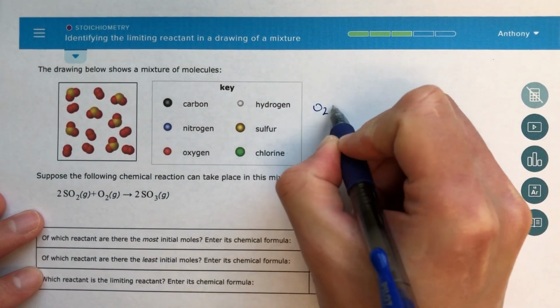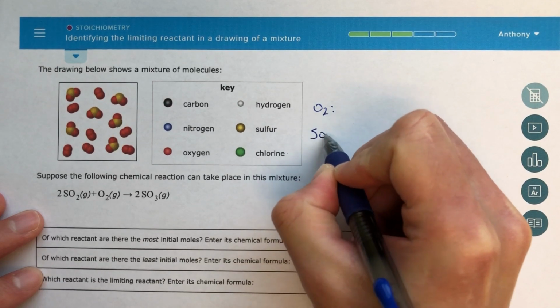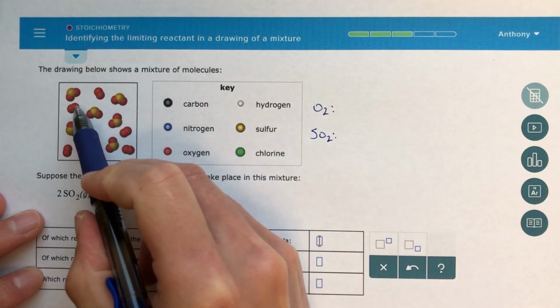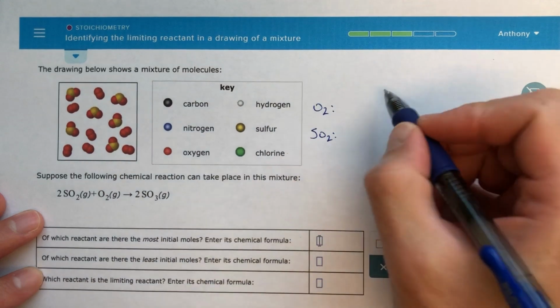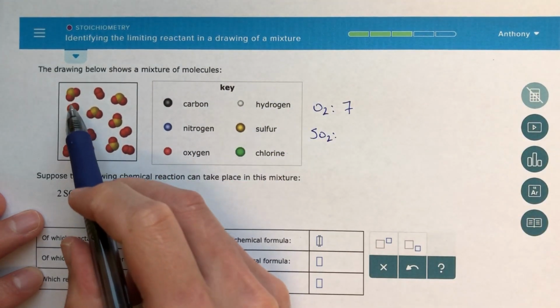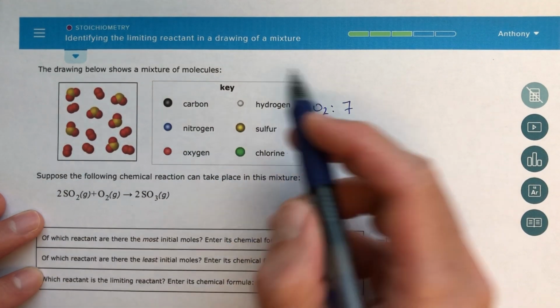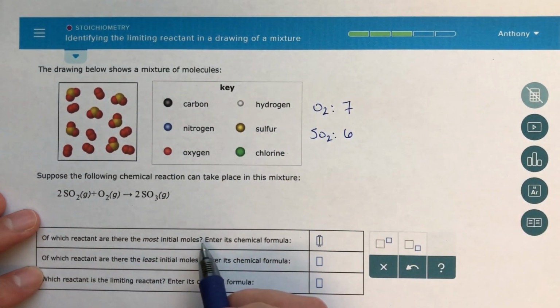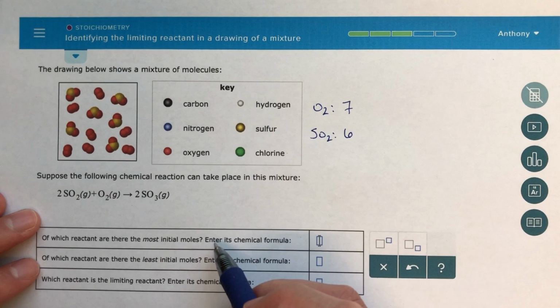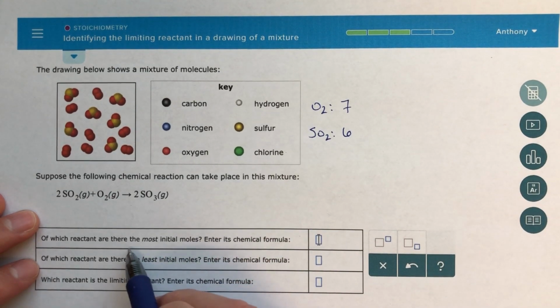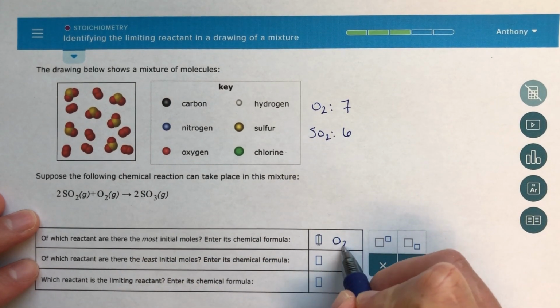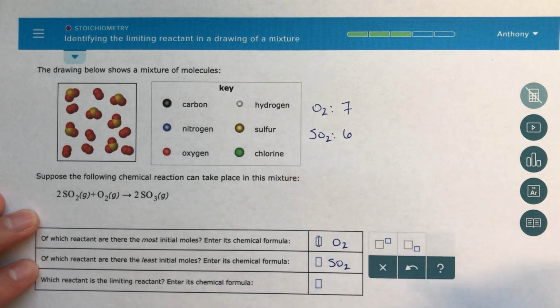So let's go ahead and just count first and foremost. O2, SO2, so 1, 2, 3, 4, 5, 6, 7 O2s. Just make sure we did that right. 1, 2, 3, 4, 5, 6, 7. And then 1, 2, 3, 4, 5, 6 SO2. So the first two questions, just based off of that counting: which reactant has the most initial moles, that's O2. Obviously this would then be SO2.